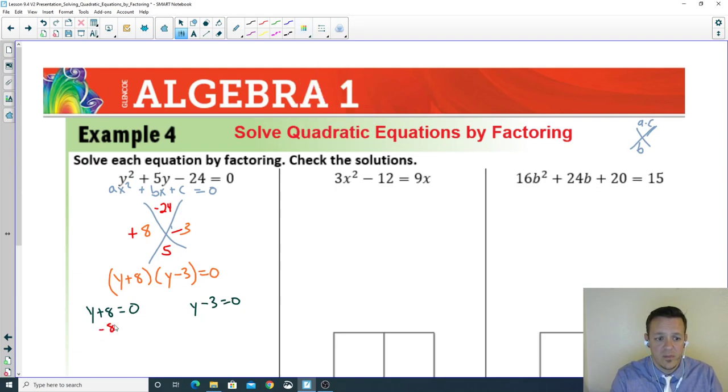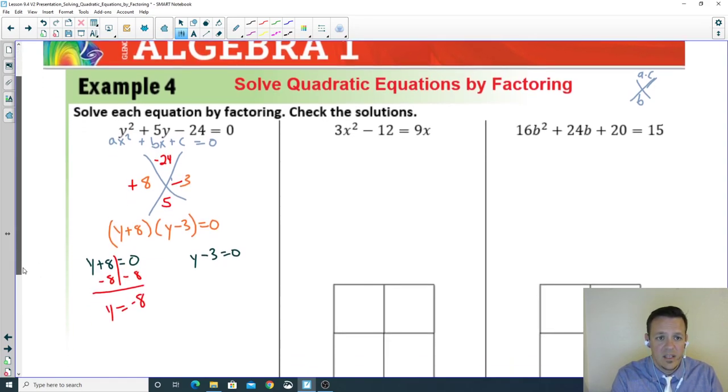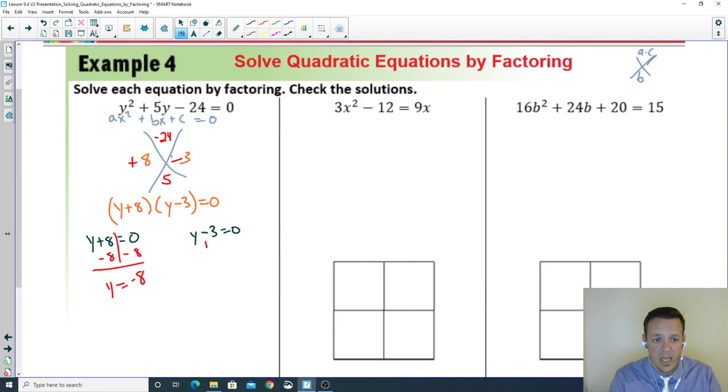And when you solve, subtract 8. You guys know your answer ends up being y equals negative 8. And then the one over here, it would be adding 3 to both sides, so you'd get y equals 3. So that's our answers, right? So if we graph this quadratic, it intersects at negative 8 and at 3. Okay, so make sure you guys understand the process. And I think I did my hands the wrong way, but that's okay.